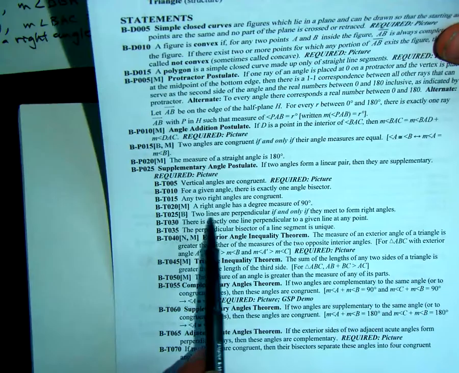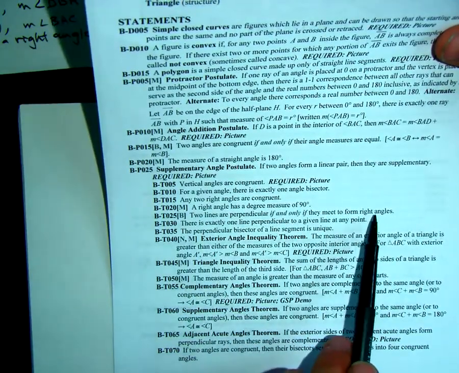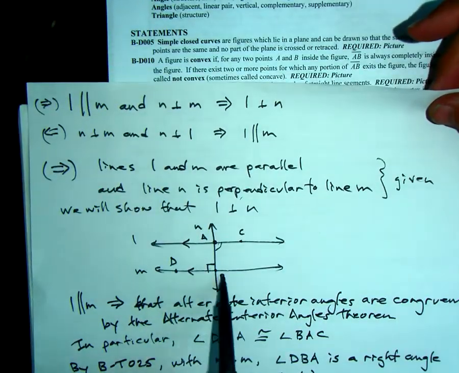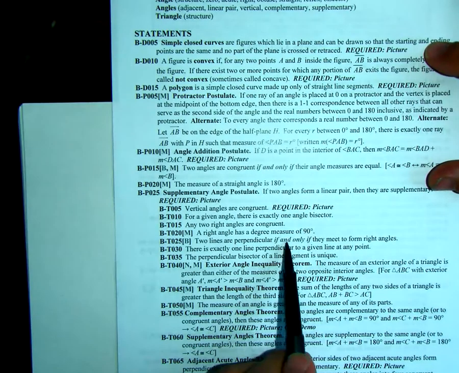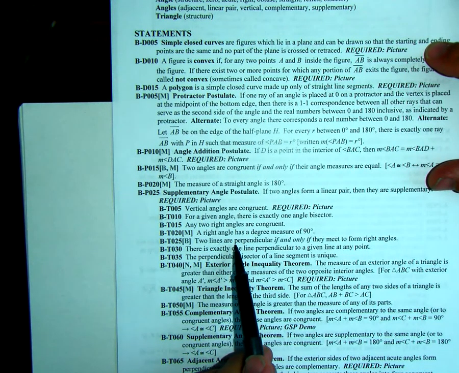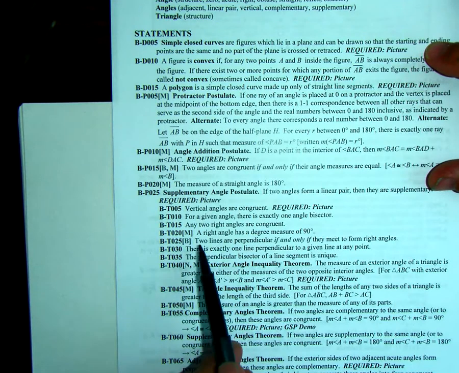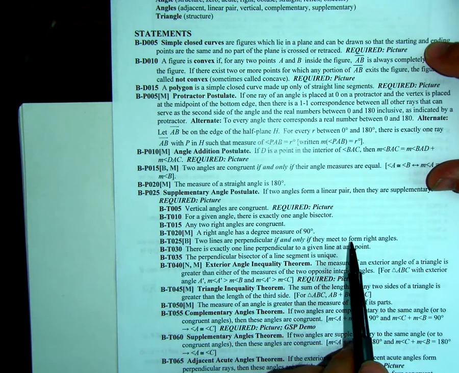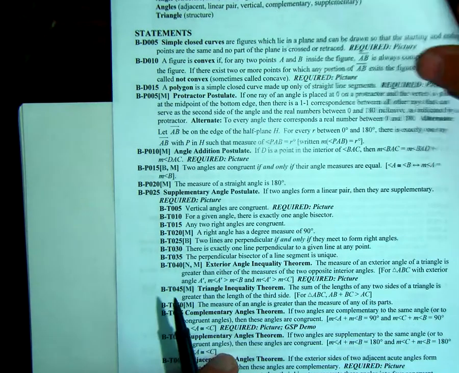Two lines are perpendicular if and only if they meet to form right angles. Well, we have the right angles part. L and N form a right angle because we now know that BAC is a right angle. So we can go the other direction. Again, this is the if and only if. If they meet at right angles, then the lines are perpendicular. It means that if they're perpendicular, they meet at right angles, and if they meet at right angles, then they're perpendicular. They're equivalent conditions, is a way to say it.